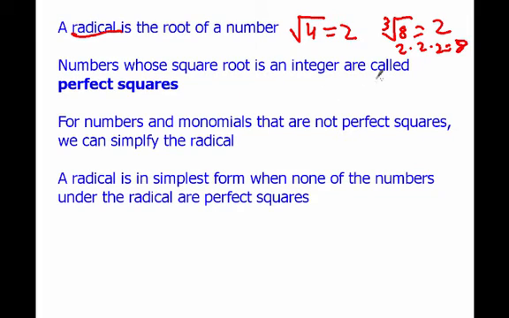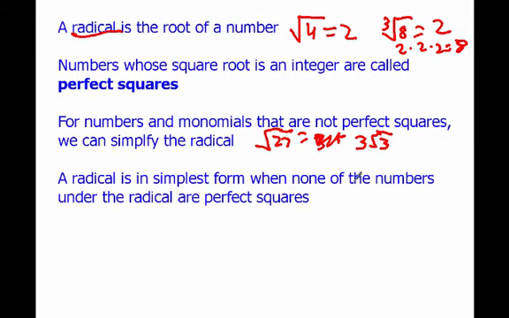Numbers whose square root is an integer are called perfect squares. For example, 4 is a perfect square because the square root of 4 is 2. For numbers and monomials that are not perfect squares, we can simplify the radical. For example, the square root of 27, I'm going to show you, we can write as 3 times the square root of 3. This is the main focus of this video: showing how we can reduce the square root of 27 into 3 times the square root of 3.